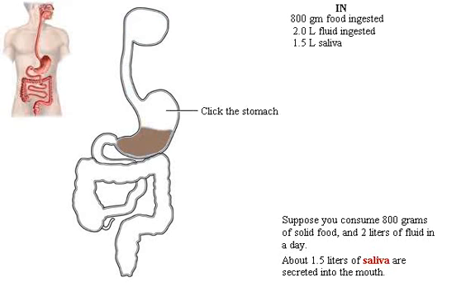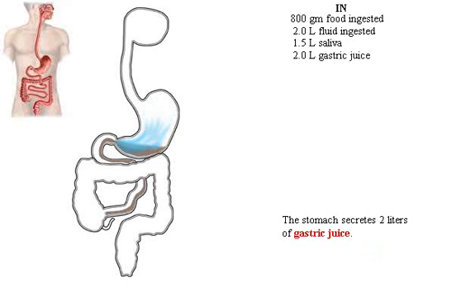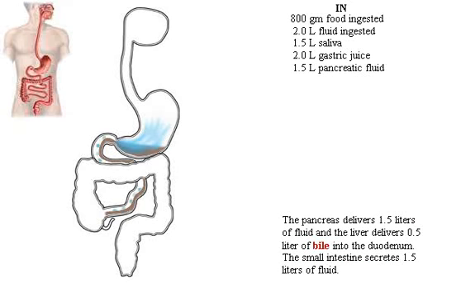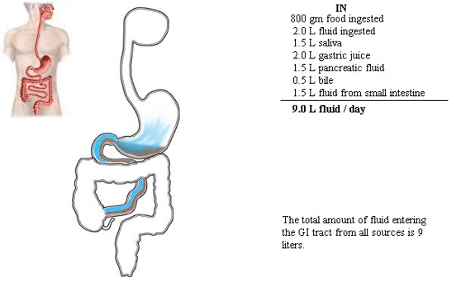Click the stomach. The stomach secretes 2 liters of gastric juice. Click the duodenum. The pancreas delivers 1.5 liters of fluid, and the liver delivers half a liter of bile into the duodenum. The small intestine secretes 1.5 liters of fluid. The total amount of fluid entering the GI tract from all sources is 9 liters.